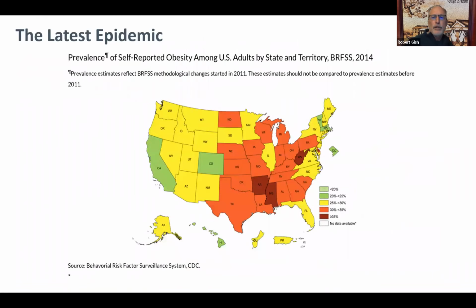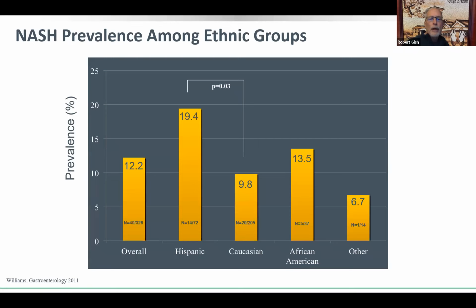Epidemic. This was 2014, almost 8 years old, but you can see the red states that are here. Huge problems in terms of this self-reported obesity among US adults. And this has just expanded. This whole country was green in the 1950s. So big, big change driven by junk food, fructose, low levels of activity, high calorie intake. This NASH or MAFLD prevalence is higher in Hispanics, lowest in Caucasians, mid-range African American.